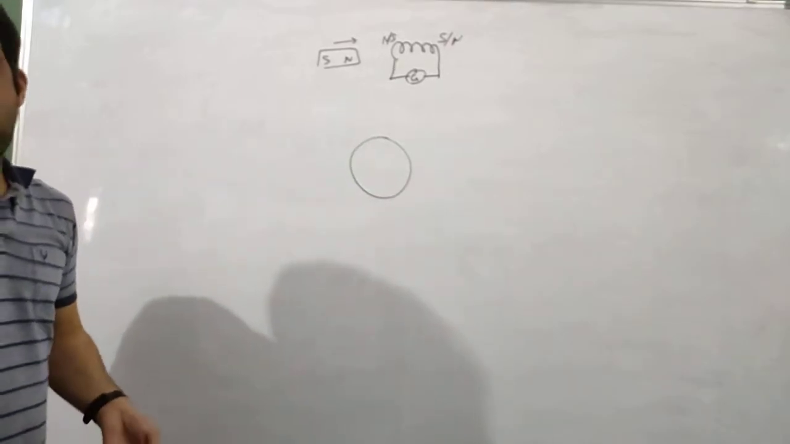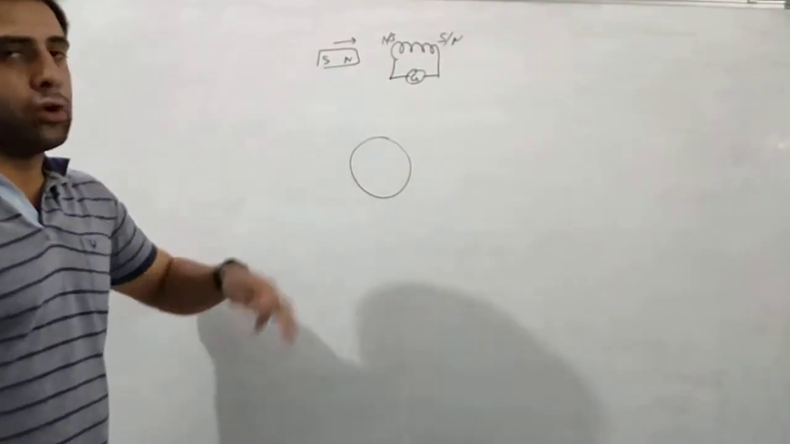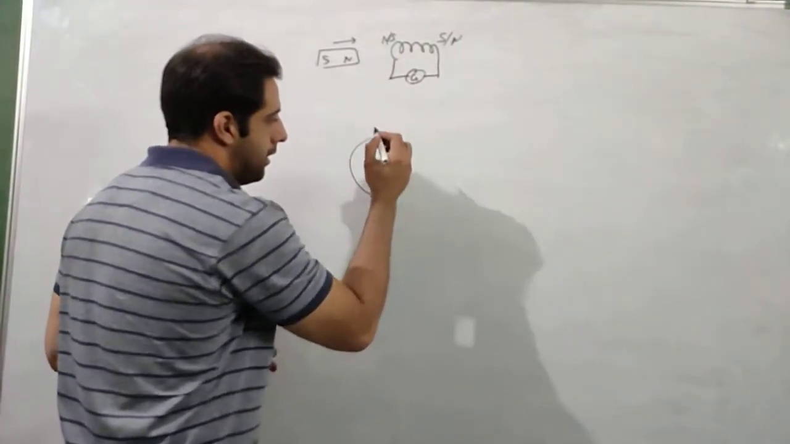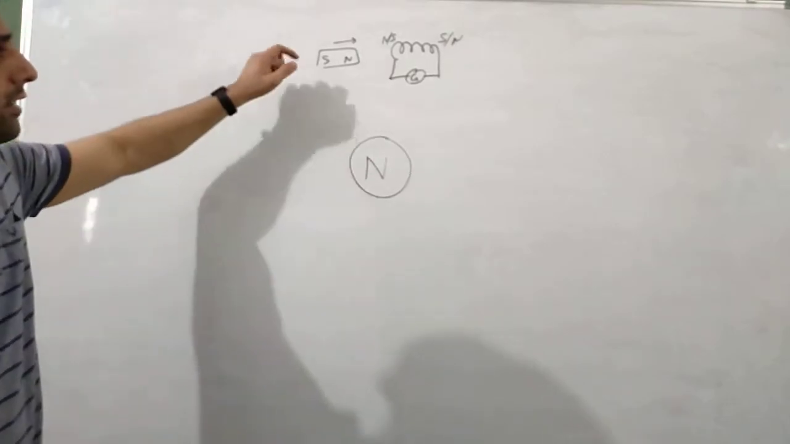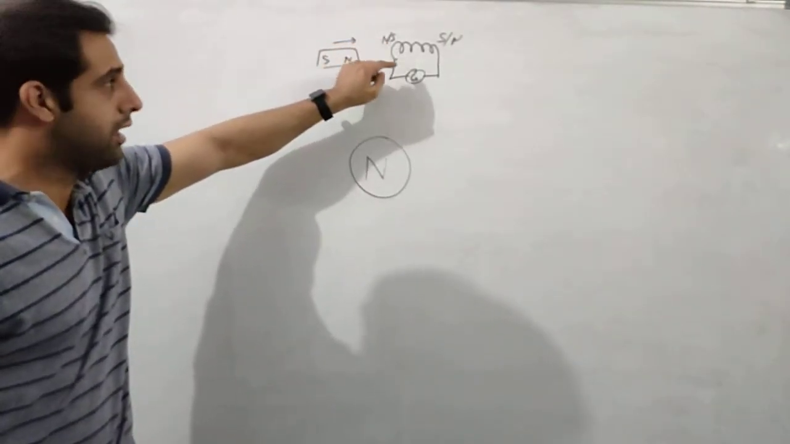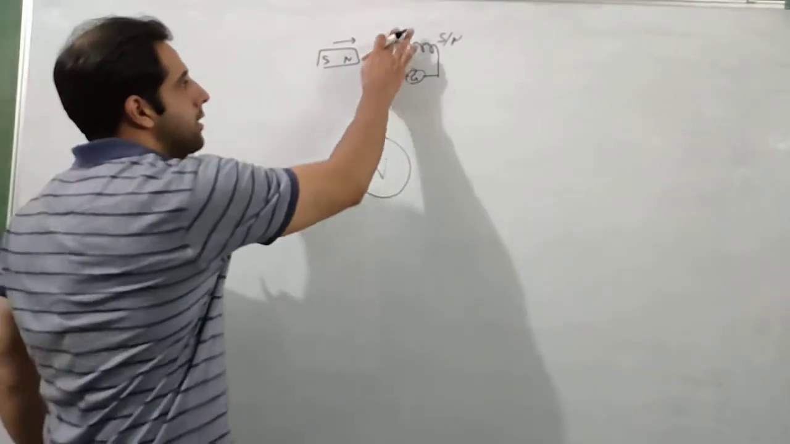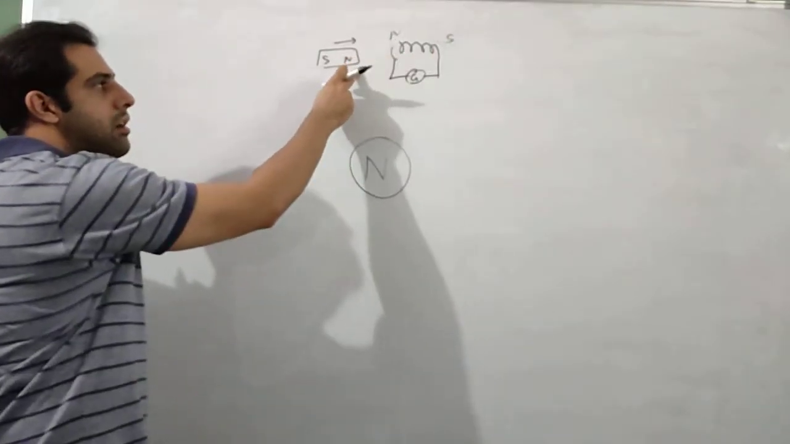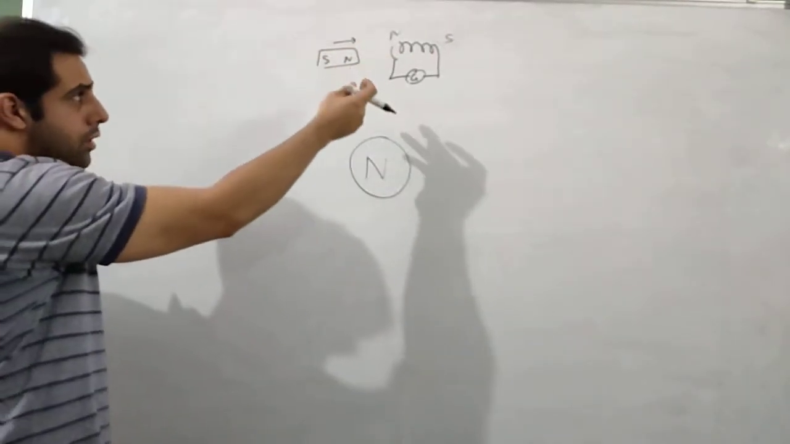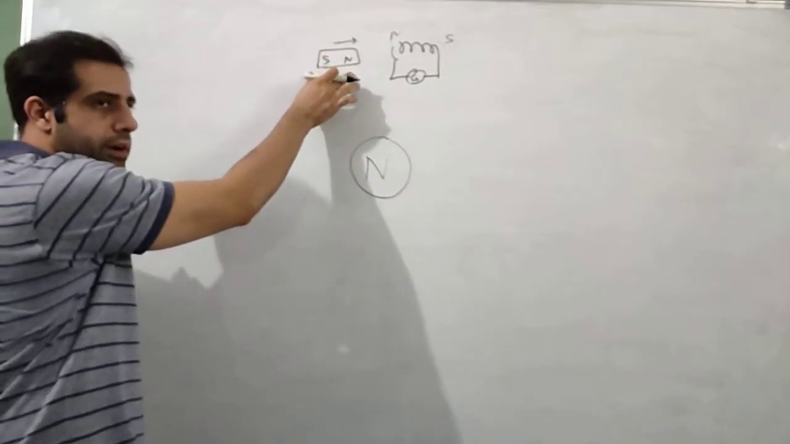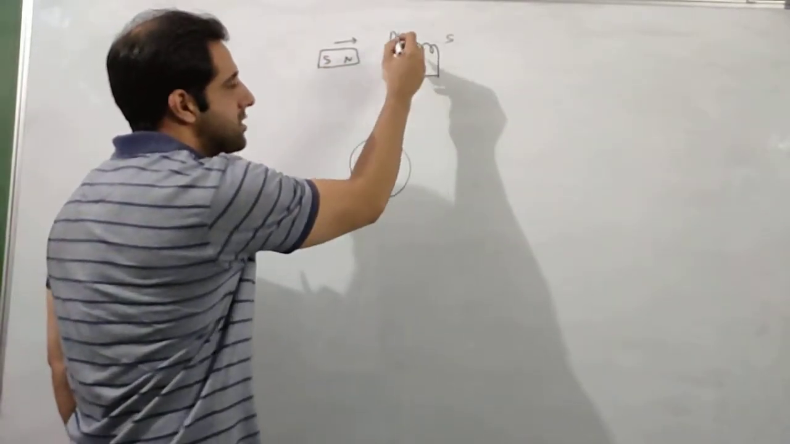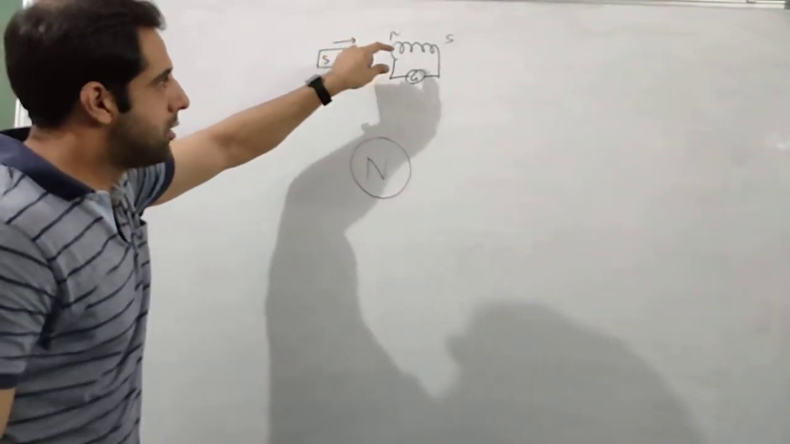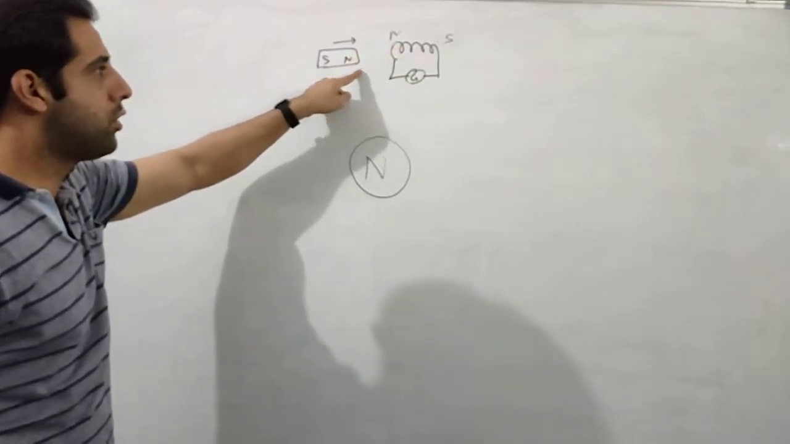Now which pole should be generated here to push away north pole? We know that like poles repel each other, so that means north pole will be generated here. So when the north pole is coming towards the coil, a north pole will be generated here, and obviously then south pole will be generated here. This north pole will try to repel the magnet. So we have to do some work to bring the magnet closer. Some work has to be done by an external agent to bring the magnet closer, because the pole that is generated here is trying to repel the magnet.